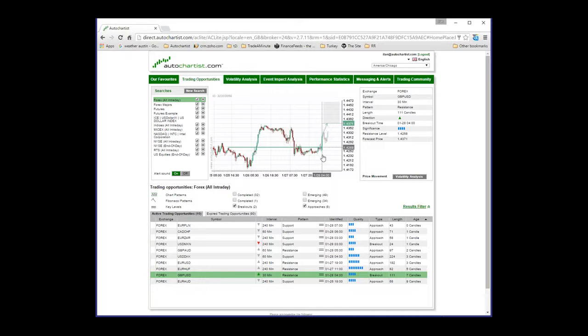Okay. Now, so I've kind of shown you these three different types of patterns. I'm not going to go into Fibonacci right now because I'm not a Fibonacci specialist, so I kind of stay away from talking about things that I don't know much about. But anyway, you get the point that Autochartist provides you analysis in both trending and non-trending markets, right?